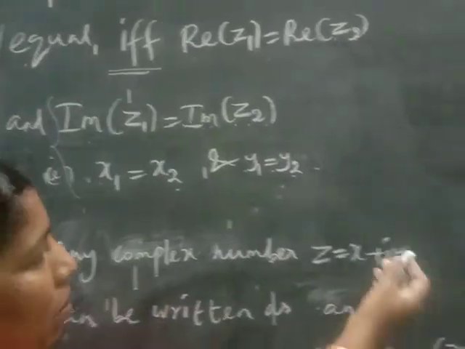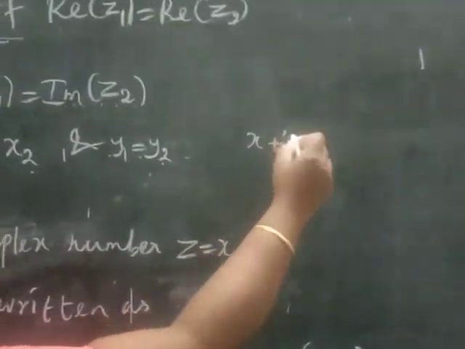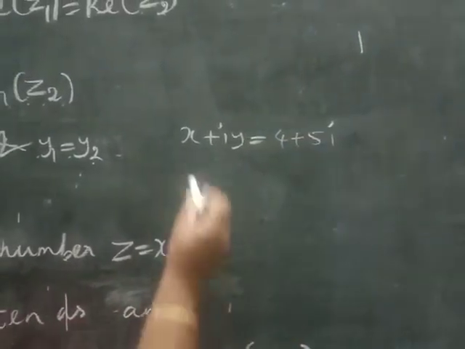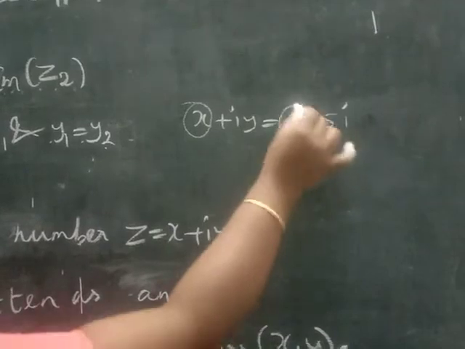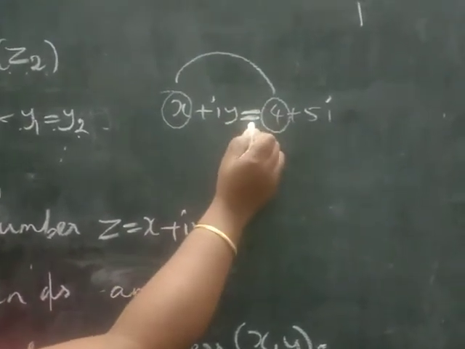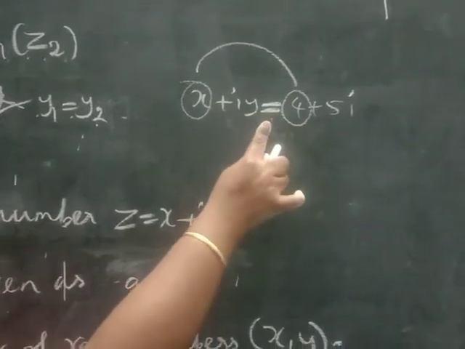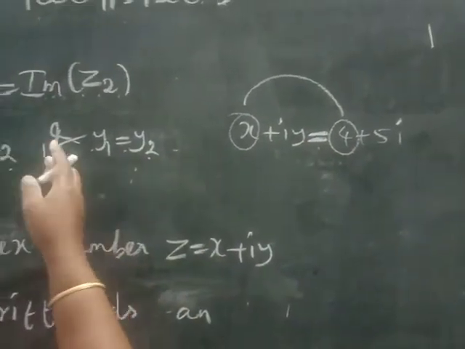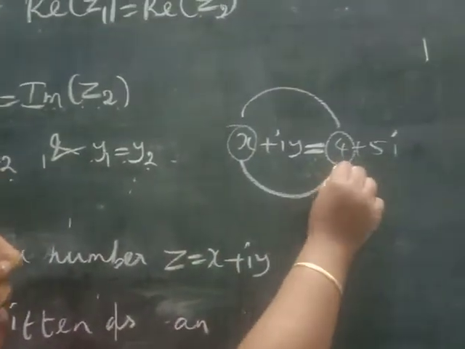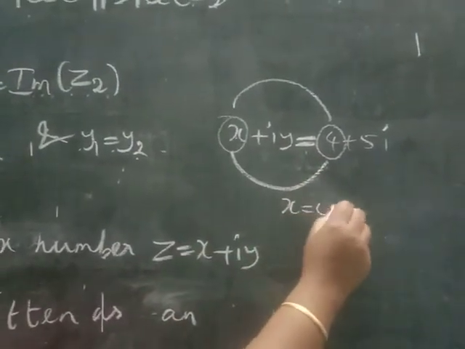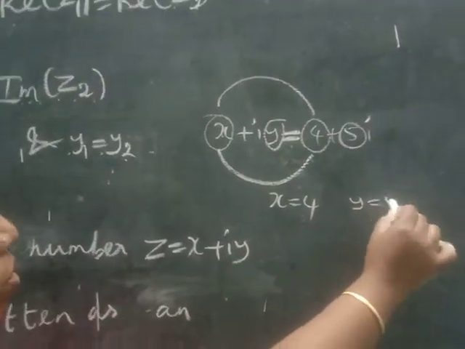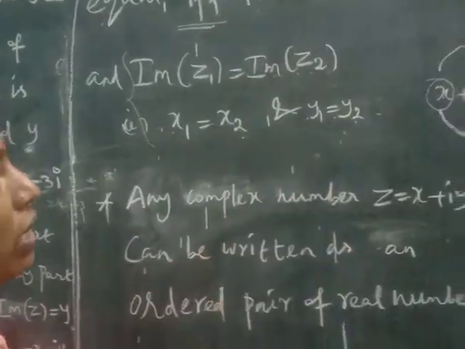Now consider one example. As already explained, x plus iy equals 4 plus 5i. What is the value of x? It is 4. Why 4? Because the equal symbol is given, which means these two complex numbers are equal. Previously we learnt that if two complex numbers are equal, the real parts are equal. That is why x is equal to 4. Then the imaginary part y here is 5. So the value of y is 5.